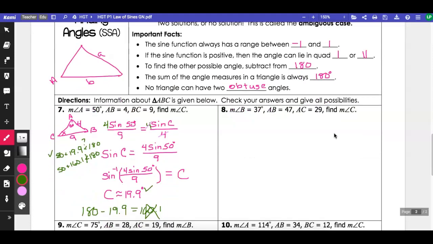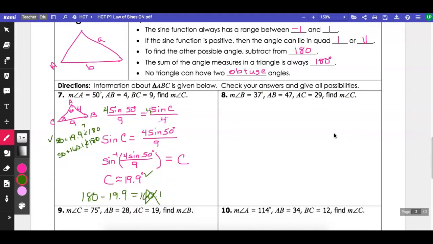So let's do question number 8. So the first thing we want to do is remember that across from angle B is going to be side AC. We know it's across from angle B because it doesn't have the B in the side length. The other way you could do it is simply to draw a quick triangle, label your sides. Here's B, here's A, and here's C. And of course you could label them in whatever way you want.